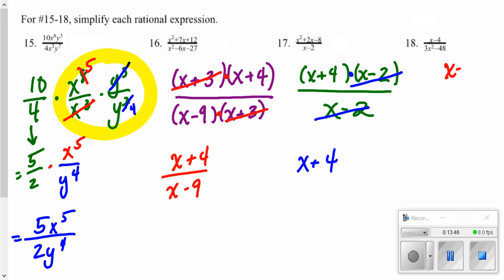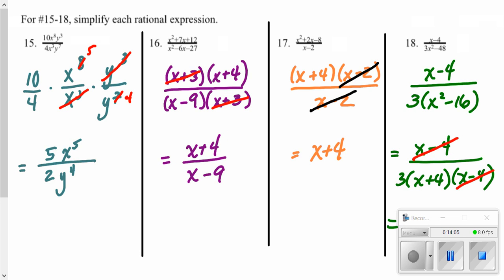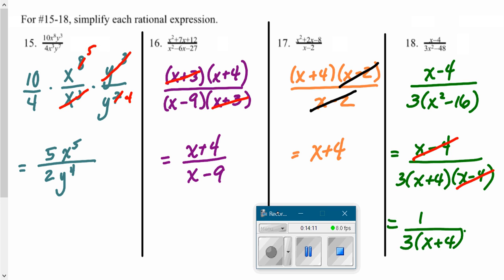This last one, x minus 4 on top. Common factor of 3. And then x squared minus 16 is a difference of squares. So I will use my difference of squares pattern, and then I have a common factor that can cancel out. Here it is more neatly. Okay, the thing that is left on the top of that last fraction is just a 1.